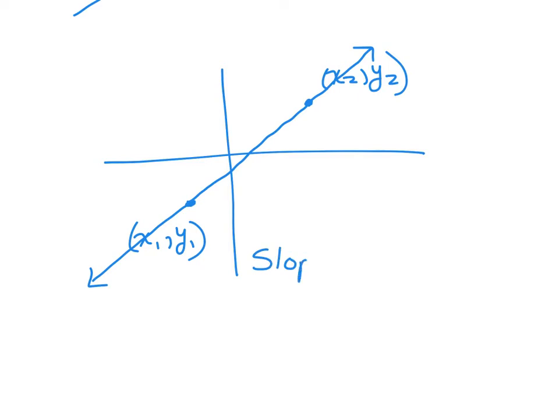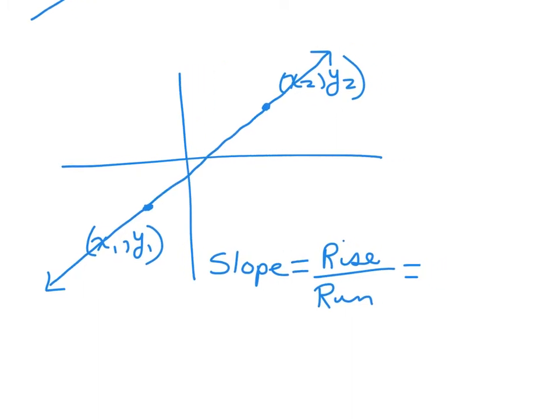So, the slope of that line will equal the rise between those points over the run between those points. Wouldn't the rise be this distance right here? That distance.